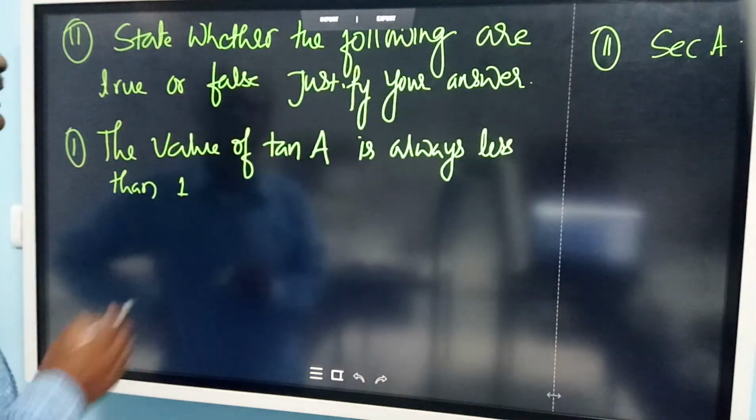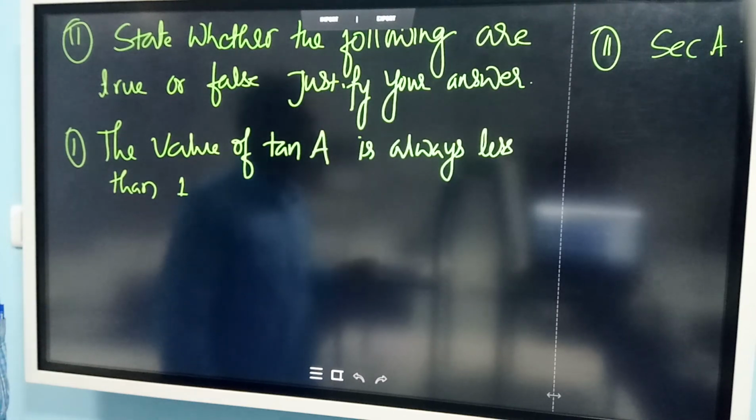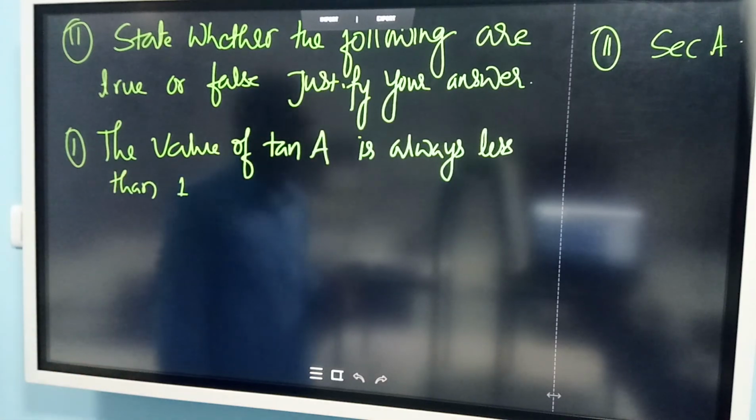State whether the following are true or false and justify your answer. You have to tell whether these statements are true or false.